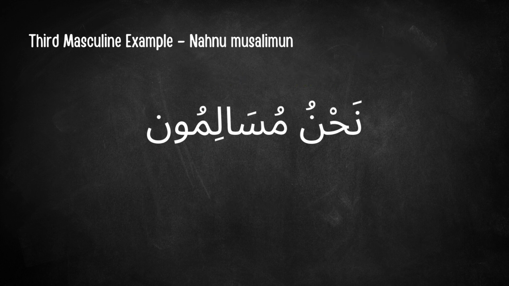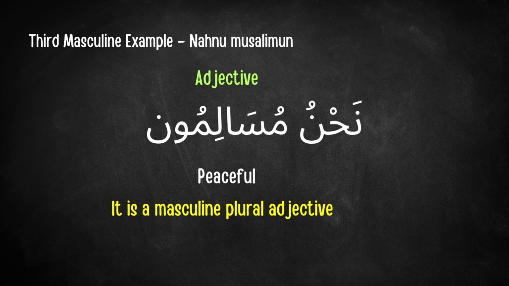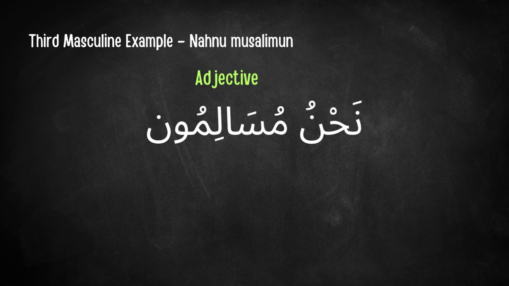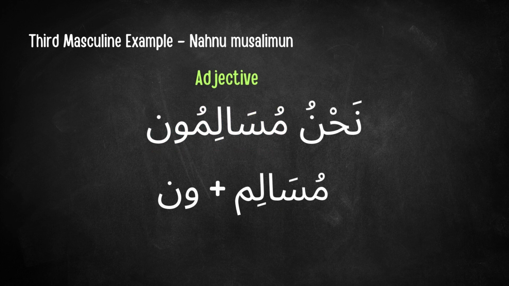Third example, نحن مسالمون. نحن مسالمون means we peaceful, but it is understood as we are peaceful. The adjective مسالمون means peaceful. It is a masculine plural adjective. The adjective مسالمون is formed by adding the suffix واو نون to the singular adjective مسالم. مسالم plus واو نون becomes مسالمون.